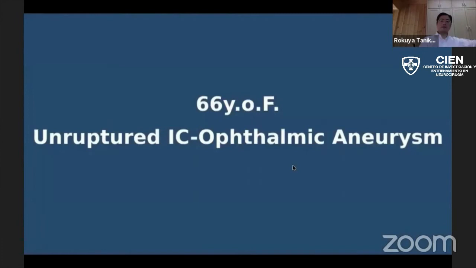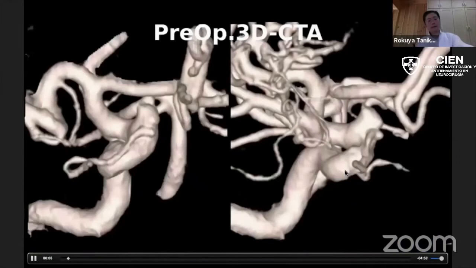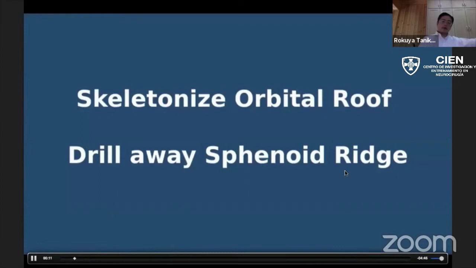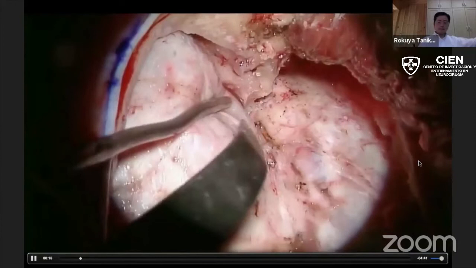I'll show you an example of the anticlinoidectomy. This is a right side ophthalmic aneurysm. After frontotemporal craniotomy, you can skeletonize the remaining sphenoid ridge.